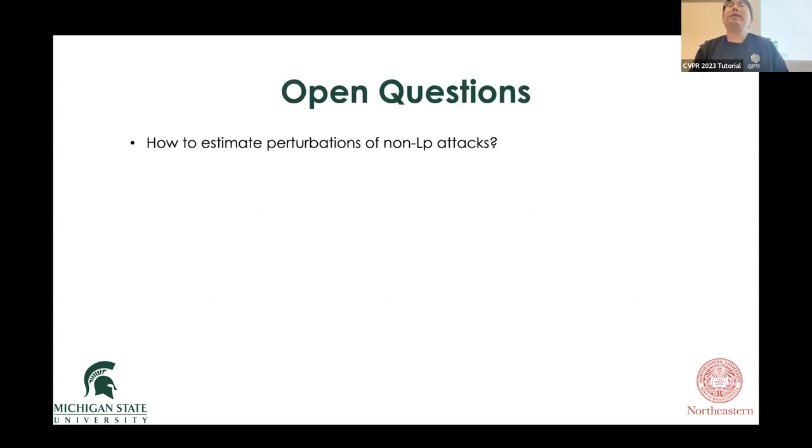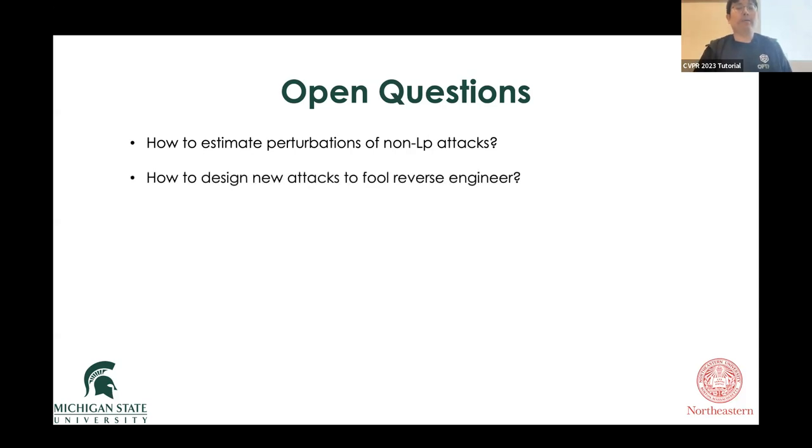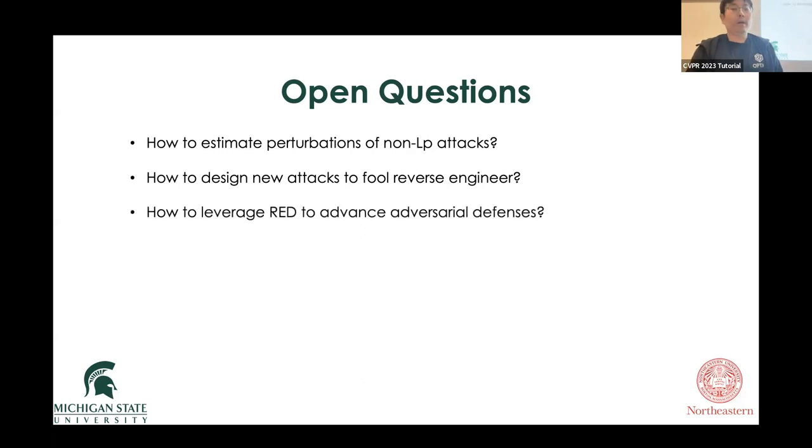Okay, some open questions. Let me list some open questions that can inspire us to think about how to further advance this field and also how to connect our own work. For example, there's still quite some room to think about how to estimate perturbations of non-ILP attacks. It could become more challenging because you lose the ILP constraint. I'd be concerned, basically, that there exist certain sparsity structures. And we could also think about how to design new attacks to fully reverse engineer. No one has really tapped into this new adversarial attack generation scenario. And also how to leverage RED to further advance existing adversarial defenses.